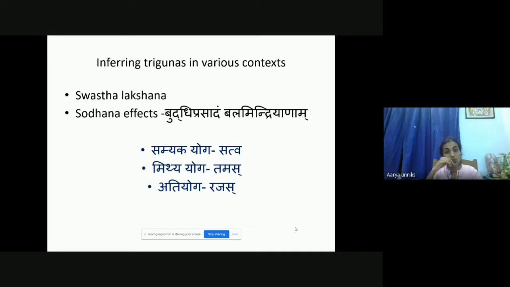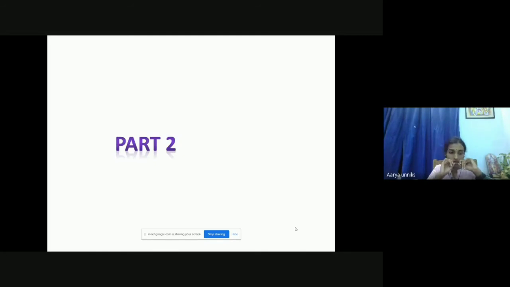So whenever shodhana is done, the doshas are removed, especially the kapha and pitta. Similarly, there would be a removal of raja tamo avarana at the level of manas. And especially the tamas is something which causes avarana. When associated with the rajas, it is also mentioned rajo moha avritatmana is a samprapti of many psychiatric disorders. So this avarana would be removed. That is why buddhi prasadam balamindriyanam is mentioned. So we can infer, with samyak yogam, sattvam, mithya yogam, tamas, and atiyogam, rajas. There ends the theory portion of today's session. Next is going to be the practical aspects of these things.